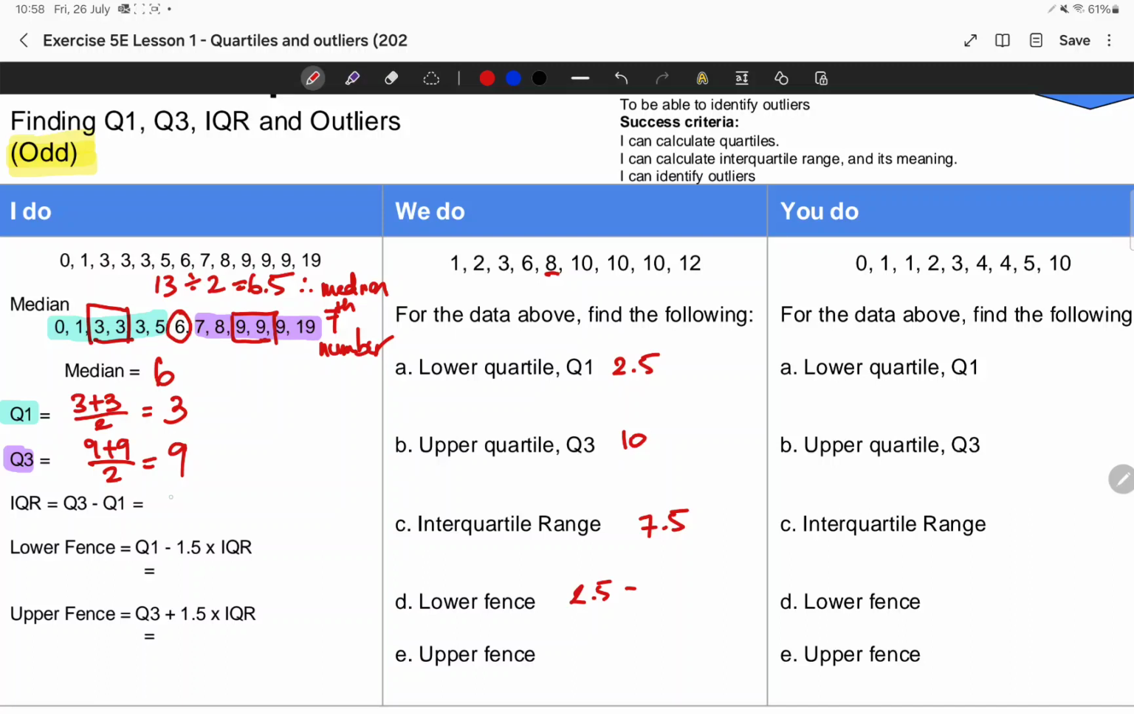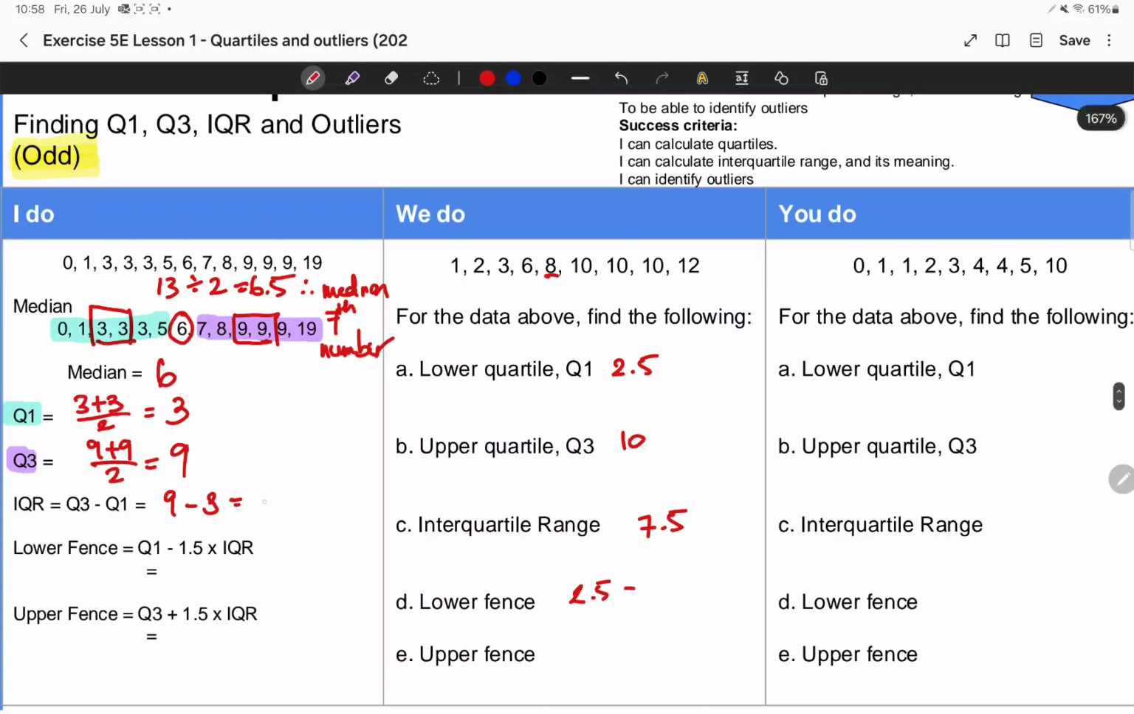So Q3 was 9 minus your Q1, which is 3, and that is equal to 6. So your interquartile range is 6. The lower fence is your Q1, which is 3 minus 1.5 times your interquartile range, which is 6.